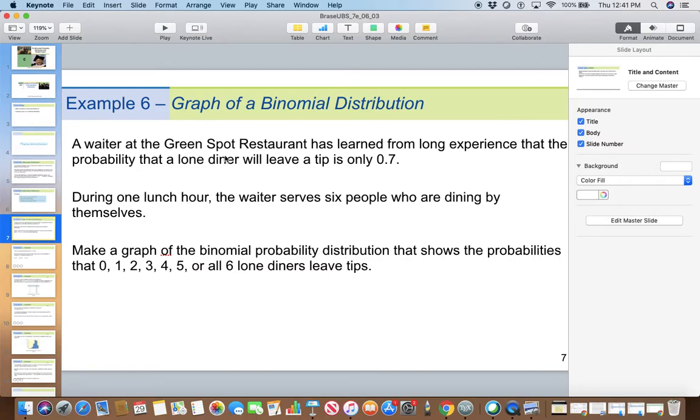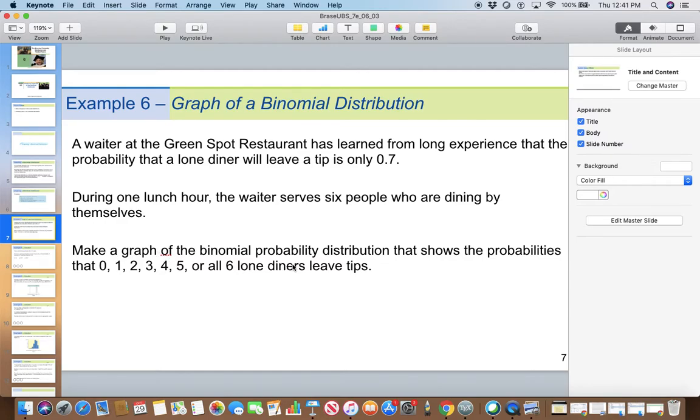So here is an example. A waiter at the Green Spot restaurant has learned from long experience that the probability that a lone diner will leave a tip is only 0.7. Okay, 0.7 is the probability that a lone diner will leave a tip. So this is probability of success. During one lunch hour, the waiter serves 6 people who are dining by themselves. So number of trials, n, is 6.